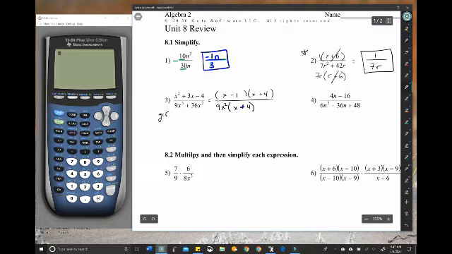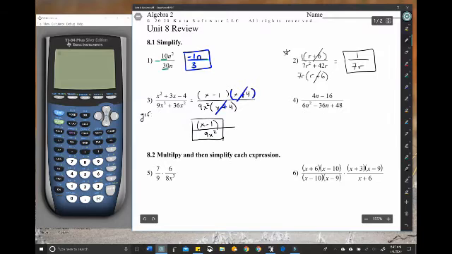Now the magical thing here, the x plus 4s now will cancel, and that will leave us with x minus 1 all over 9x squared. You cannot cancel out this x squared and the x in the numerator because the x in the numerator is in a quantity. So that is reduced there.